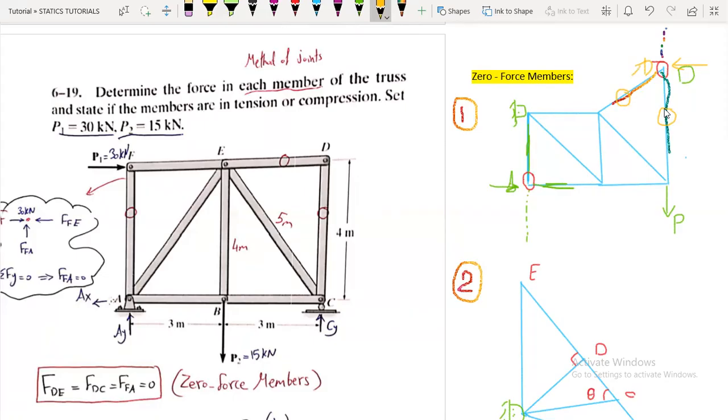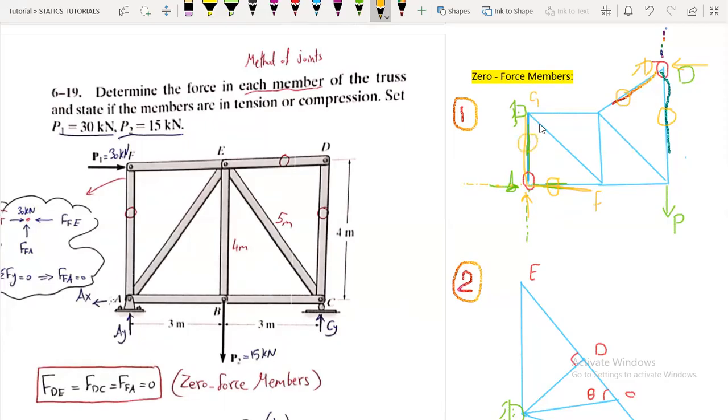purposes. So here we have two members, not three members, two members. They are not on the same extension or line, non-collinear, and we don't have any external force. So this member, let's say, AF is 0 and AG is 0.